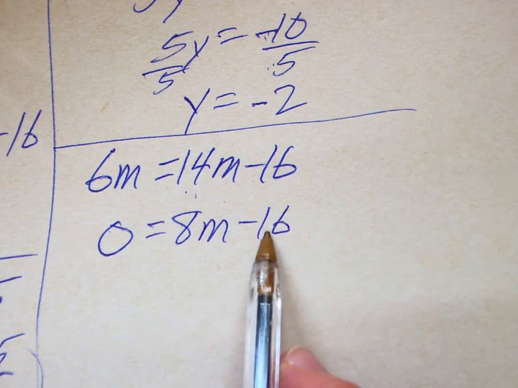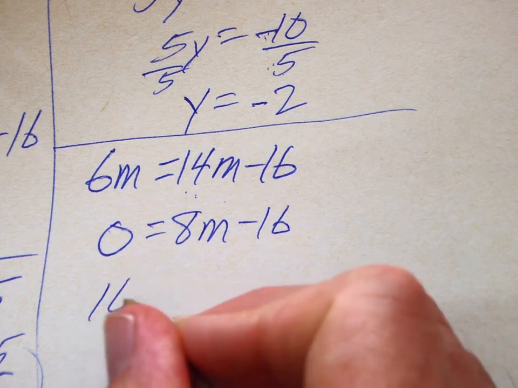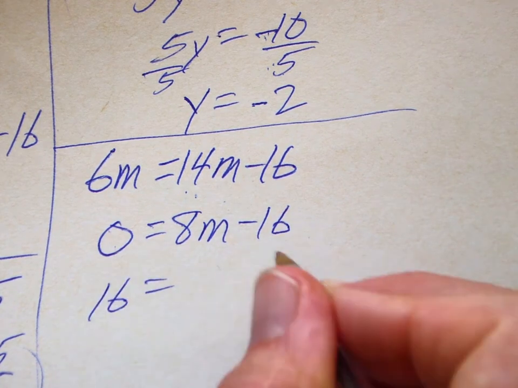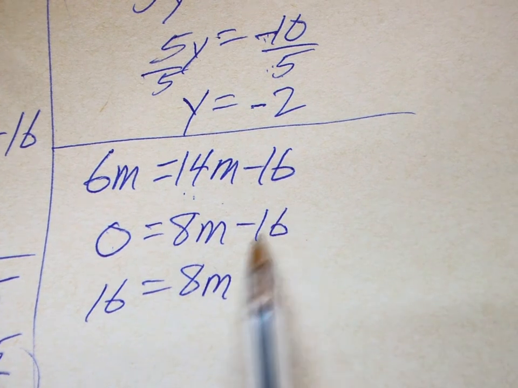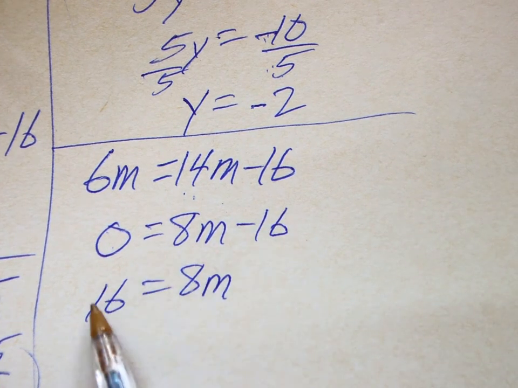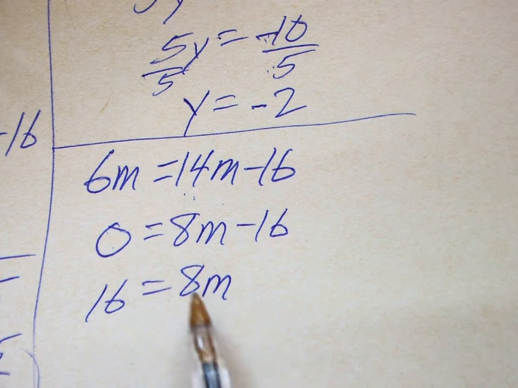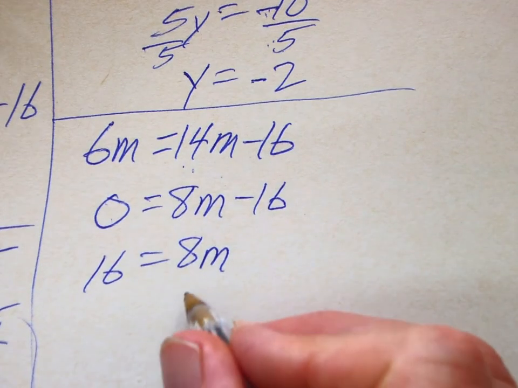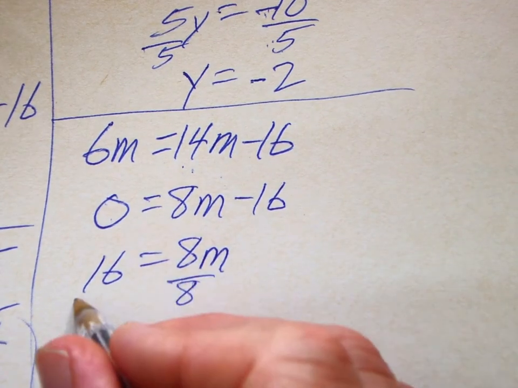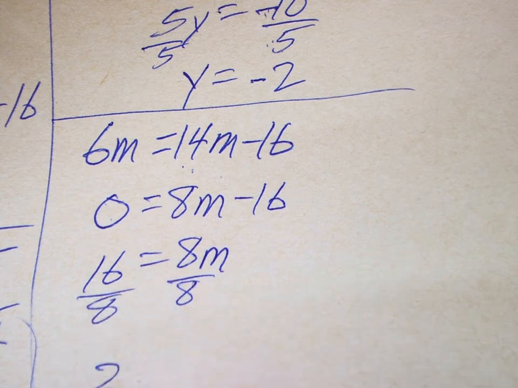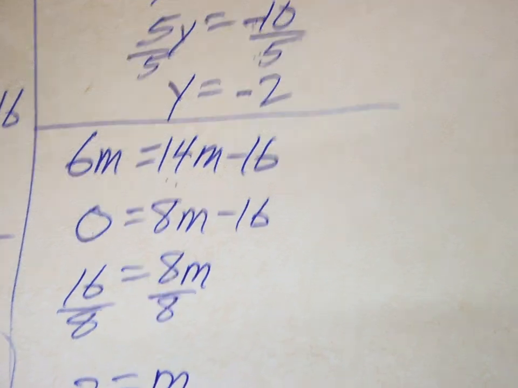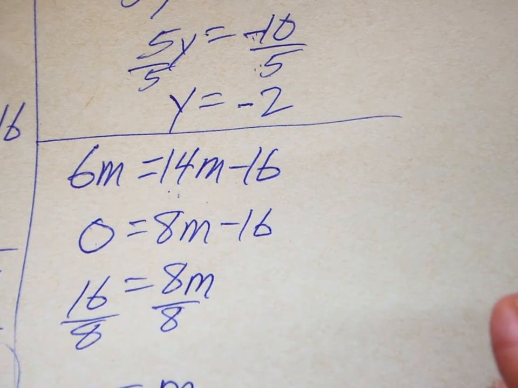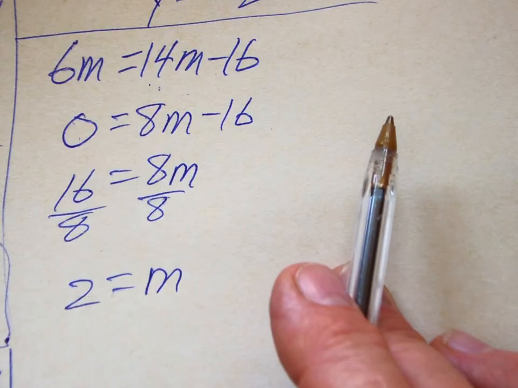Now, I want to get rid of the 16 because I want to end up with just m, so I add 16. This becomes 16 because I added 16. This disappears. In a way, you could think of it that you move the 16 to the other side. If it's takeaway here, it becomes positive there. Now, to get rid of the 8, we're going to divide by 8, which means we divide this by 8. We get 2 equals m. We just take the 8 and divide by 8. And that gives us m equals 2.